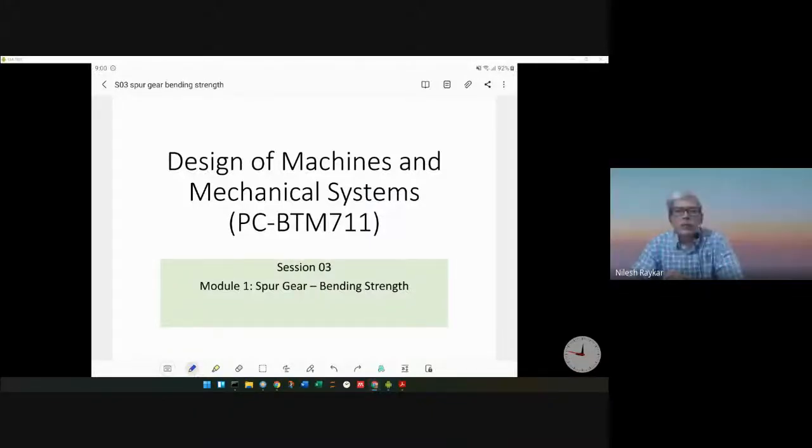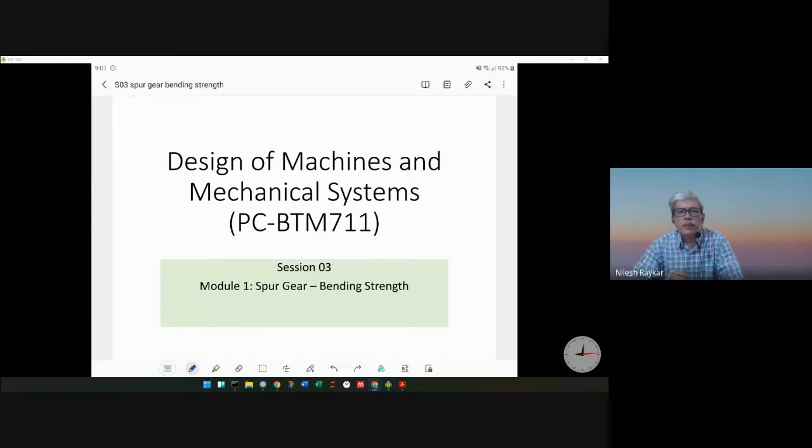Okay, good morning everyone. We will continue our discussion on the spur gear design. In today's session we will cover one of the modes of failure of the gear tooth, that is bending failure. And at the beginning, before that, we will solve the numerical problem based on the force analysis that we have started in the previous lecture.